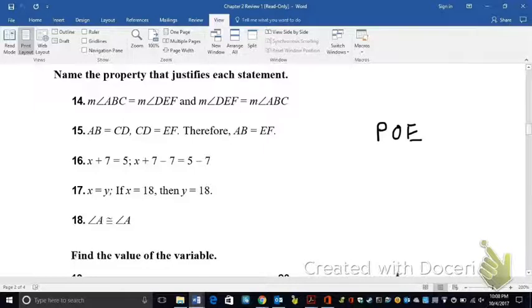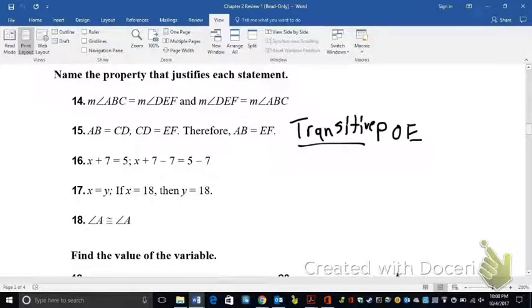So, 15, property of equality. And it is the transitive property of equality. And we know it's the transitive property of equality because what I want you to do on these is sit there with your binder open, on the page of notes that I signed off on, where you wrote down all the properties of equality that were on the board and all the properties of congruence. And you'll see one that says if A equals B and B equals C, then A equals C.